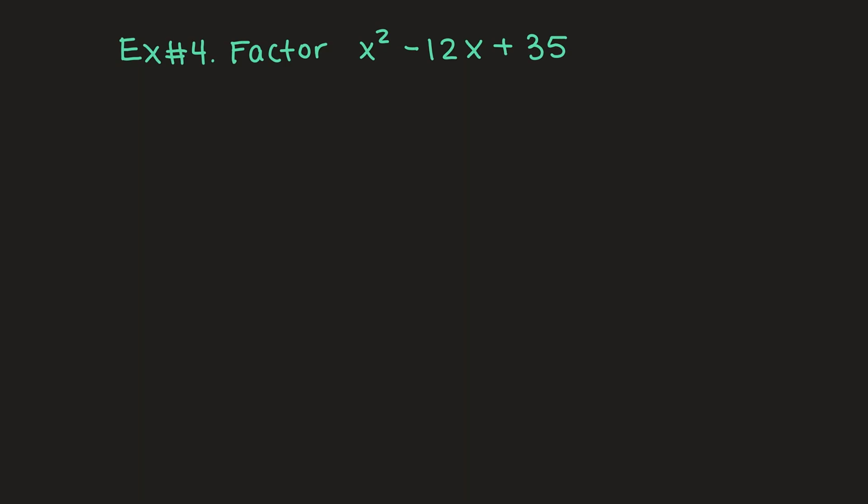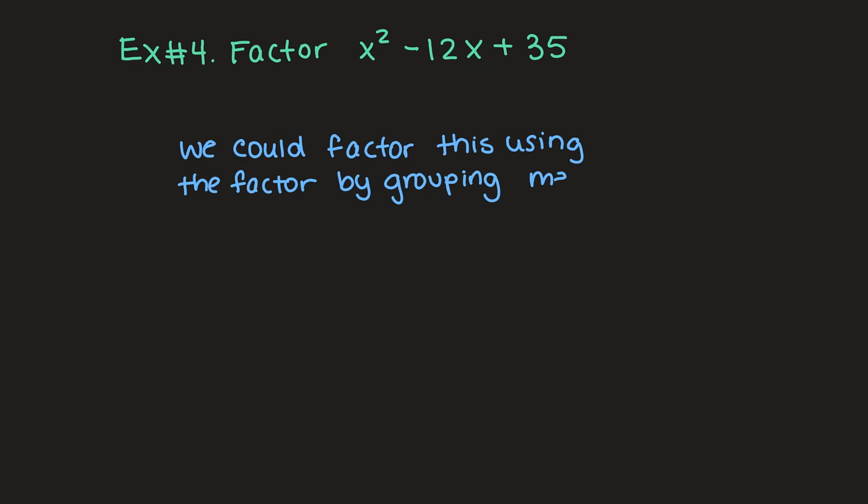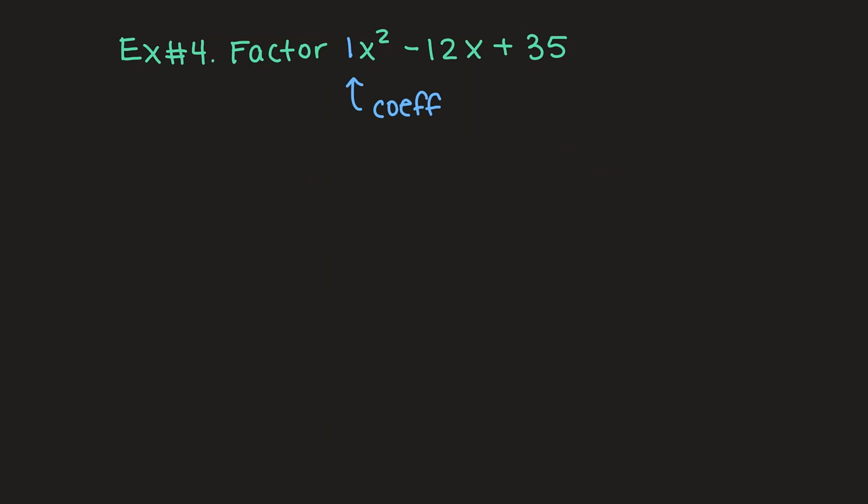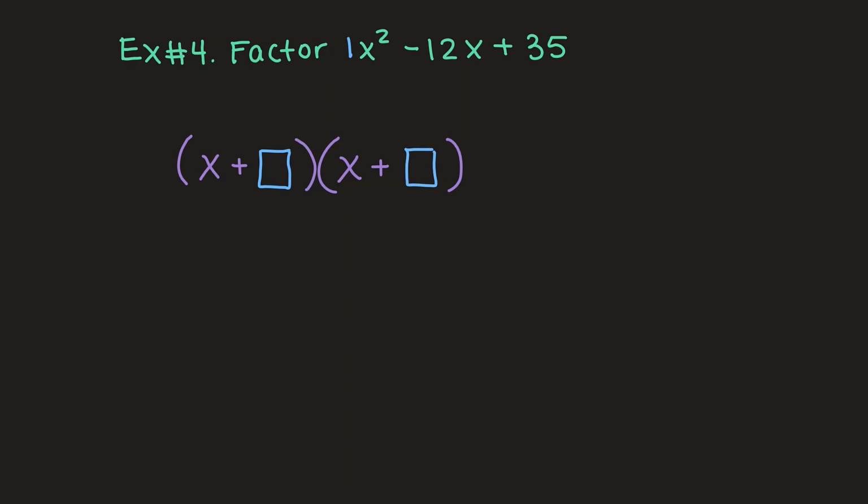We want to factor the following polynomial. So we could factor this by using the factor by grouping method and rewriting this as 4 terms. But since the coefficient of x squared is 1, we can use the shortcut approach. We begin by writing the first terms of the binomial factors like this. Next, we look for two numbers that will multiply to 35 and add to negative 12.